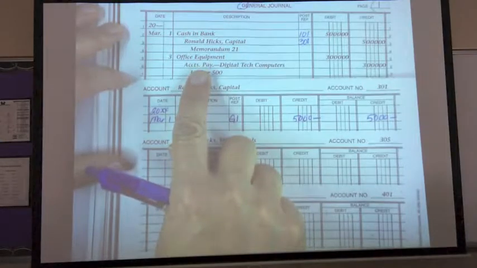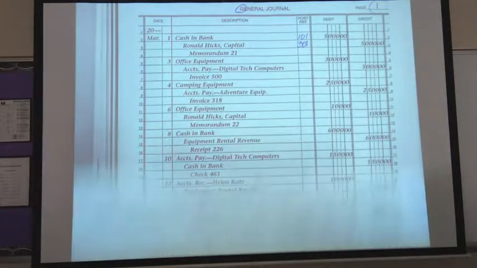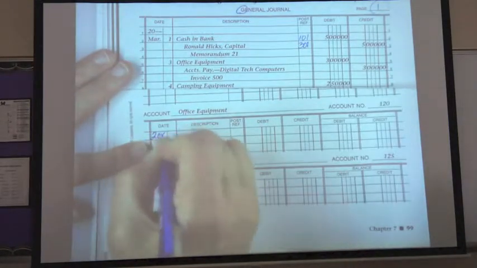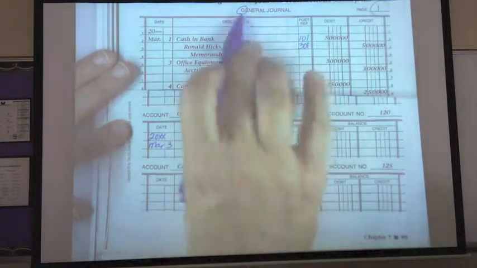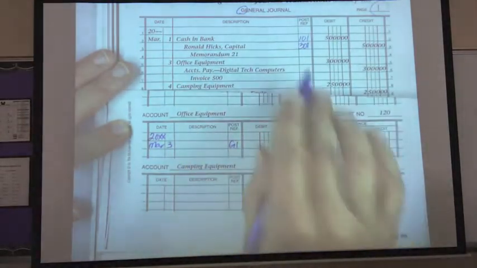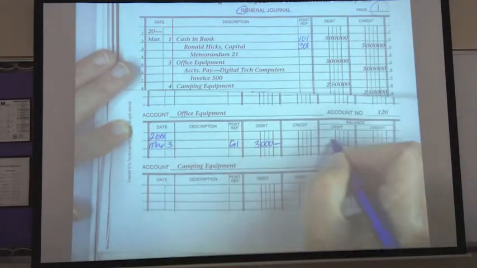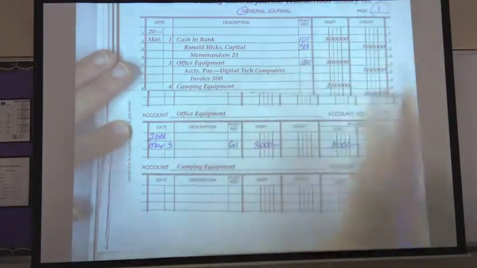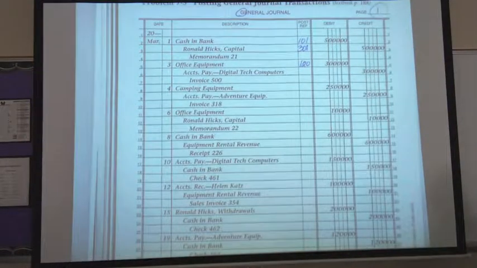Now we're going to move down to March 3rd. You're going to need office equipment. So find office equipment in your general ledger. March 3rd, you start with the year. No description, G1. This time it's 3,000 on the debit. Since we had nothing before, it's 3,000 on the debit. And then we come back up here and write 120. Pretty simple, pretty simple. All right, let's go to accounts payable, Digital Tech Computers.